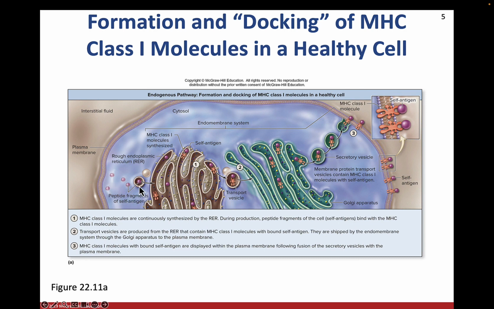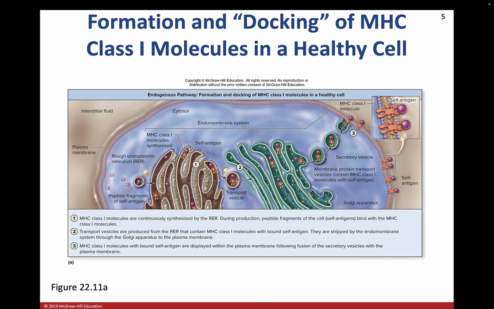Notice they're going to be entered into a vesicle, and they're going to work their way into the rough endoplasmic reticulum. In the rough endoplasmic reticulum, MHC class 1 molecules are continuously being synthesized. During production, peptide fragments of the cell bind with the MHC class 1 molecules. So what we can see here is that the MHC1 complex and the self-antigen will combine and leave as a transport vesicle.